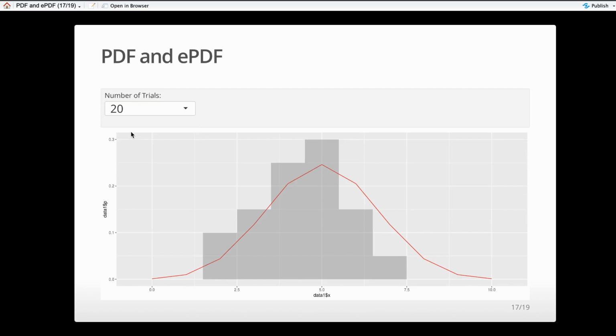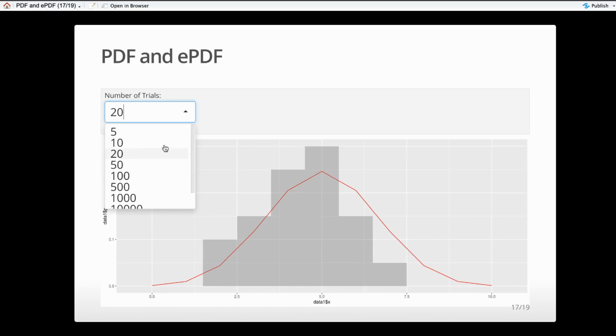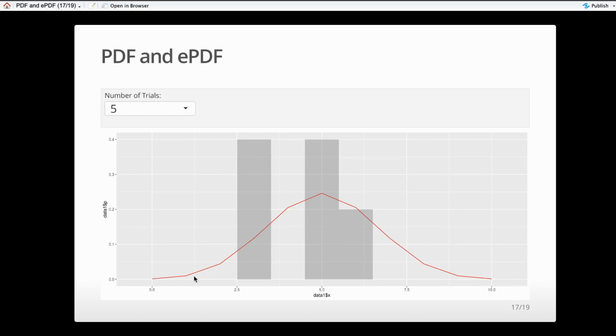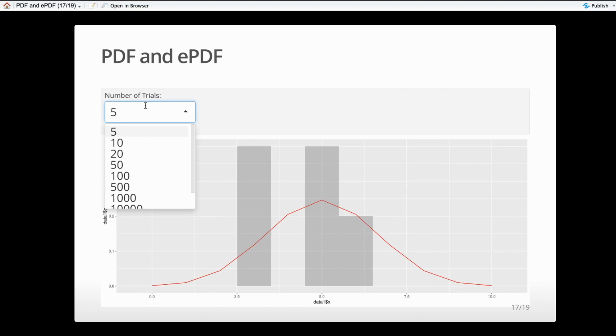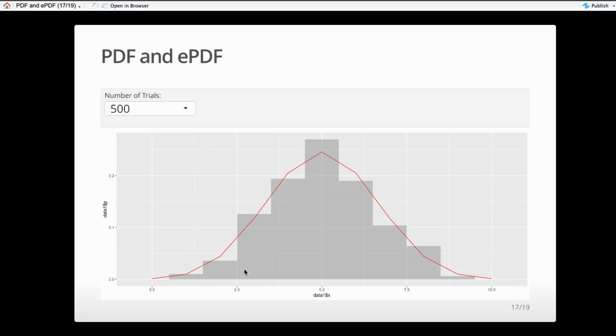When we have a low number of trials, it's very unlikely that it'll look very much like the probability distribution function. But as we get higher and higher amounts of trials, the distribution approximates, gets closer and closer to your probability distribution function.